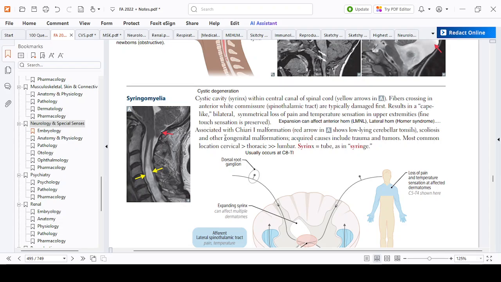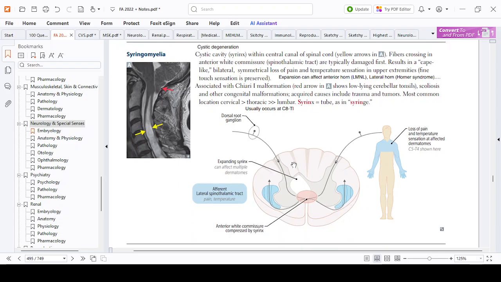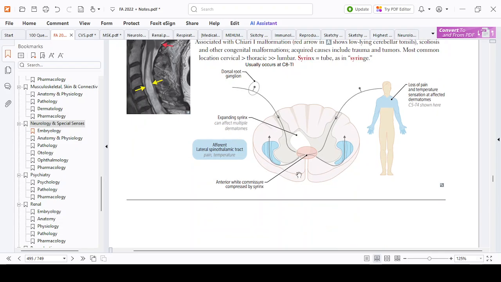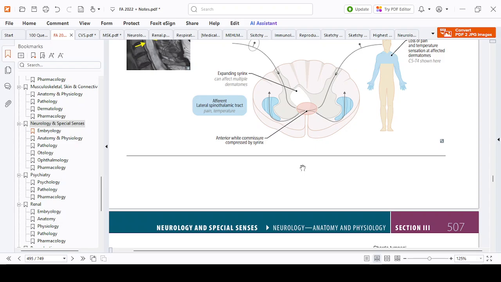Also scoliosis and other congenital malformations. Acquired causes include trauma and tumor. The most common location is cervical, more than thoracic, thoracic more than lumbar, so the most common is cervical, and it's coming in a downward direction. Syrinx means syringe, a tube. So just remember it's a cystic problem in the spinal cord.